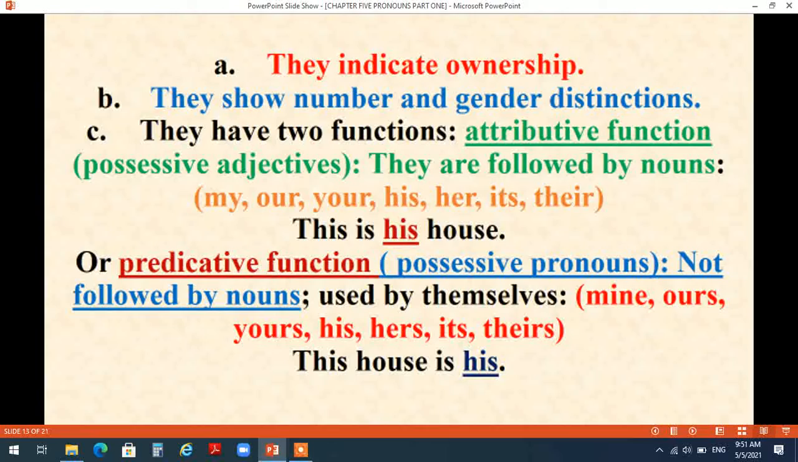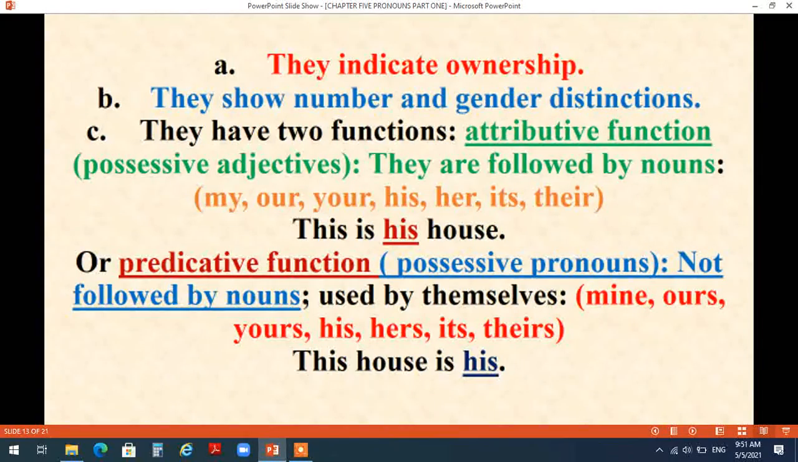For example, this is his house. إذن his can be regarded as a possessive adjective which is followed by a noun. Or we can say, I gave him my book. My is also again another possessive pronoun and it has an attributive function. Or the other function is that the possessive pronouns have a predicative function, or they can be called as possessive pronouns not followed by nouns.